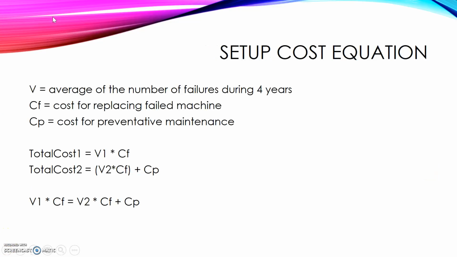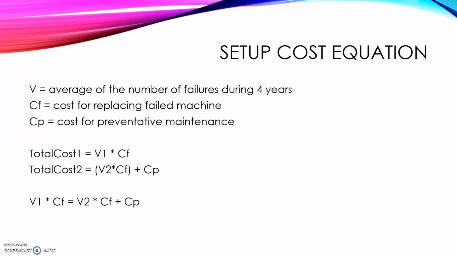To simulate this, we have to come up with a cost equation. V is the average number of failures during those 4 years, or for the second scenario, during the first 2 years and then the second 2 years. CF is the cost for replacing the failed machine, and CP is the cost for preventative maintenance. For the first option, the total cost is just the average number of failures during the 4 years times the cost for replacing each failed machine.